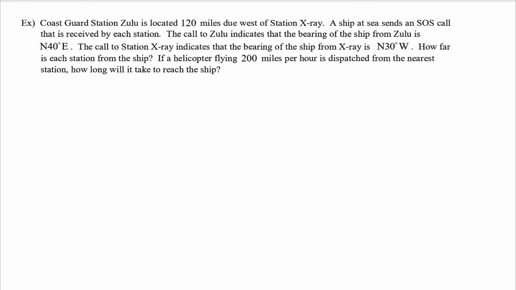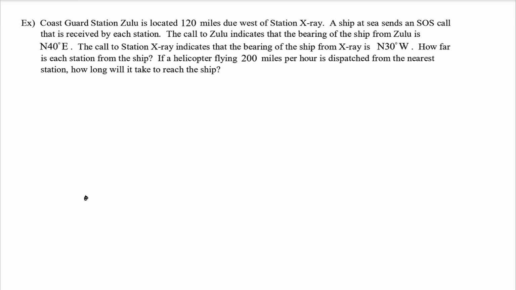Let's try this one. We've got Coast Guard Station Zulu, Station X-ray, a ship at sea sends an SOS call that is received by a station. The bearing of the ship from Zulu is north 40 degrees to the east, bearing from the X-ray is north 30 degrees to the west. Okay. All right, let's see if we can't get this drawn here.